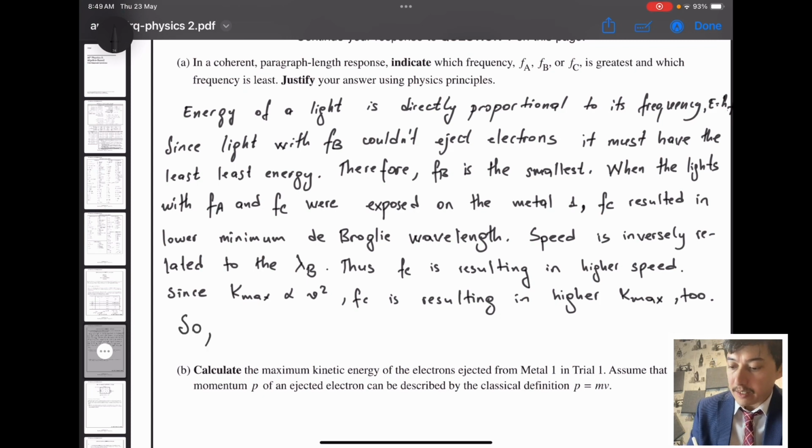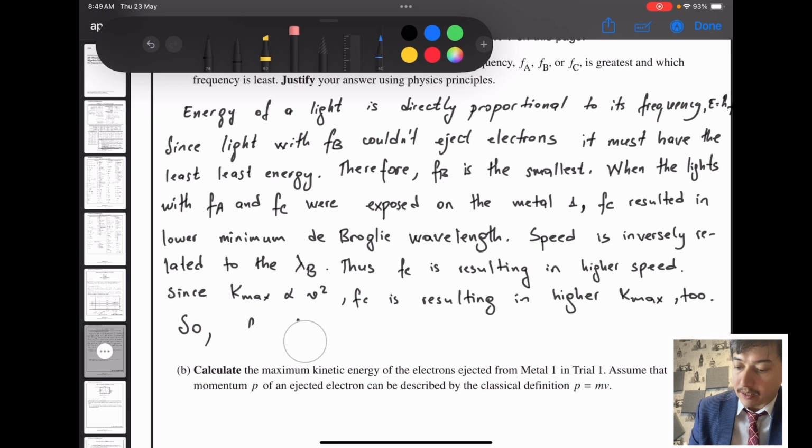So let's summarize. Fc is bigger than Fa, and Fb is the smallest among them. So Fc is the highest, then comes Fa, and the smallest one is Fb.